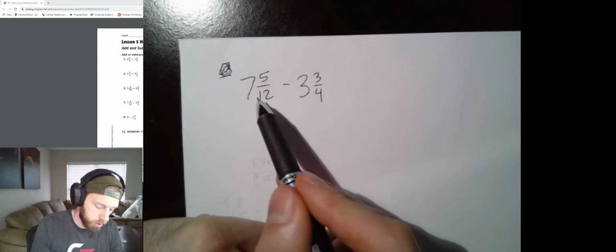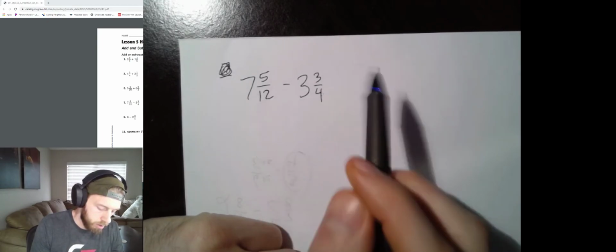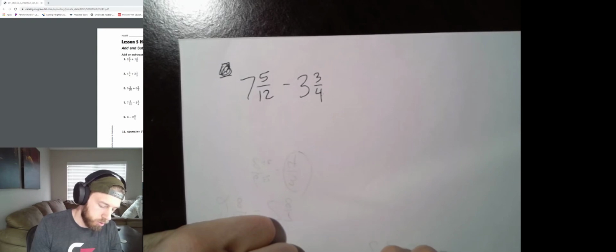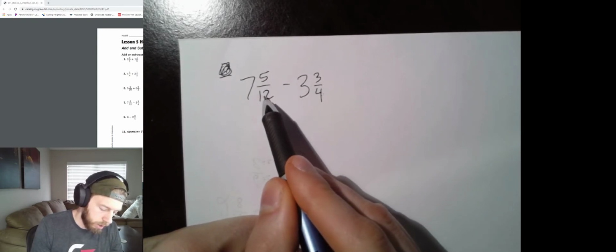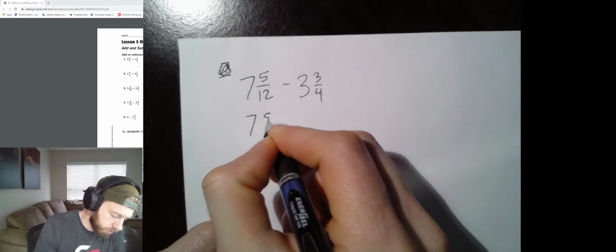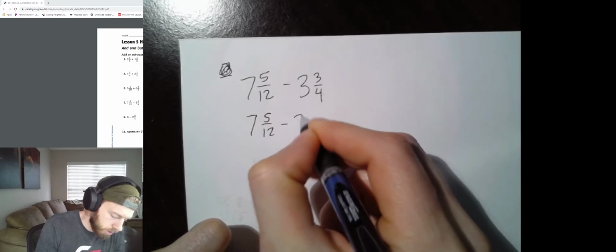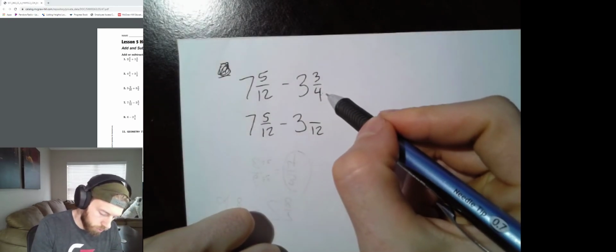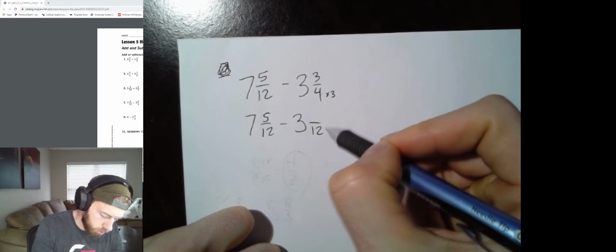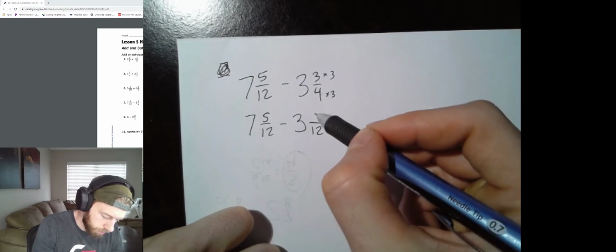I've got to subtract, but I can't subtract unless the denominators are common. So I need to change the denominator to a common one, and the least common multiple of 12 and 4 is 12. So 7 and 5 twelfths will stay the same. But the denominator over here needs to be changed to 12. So 4 was multiplied by 3 to get to 12. So 3 times 3 will give me 9. So there, that's an equivalent fraction. Now I have common denominators.